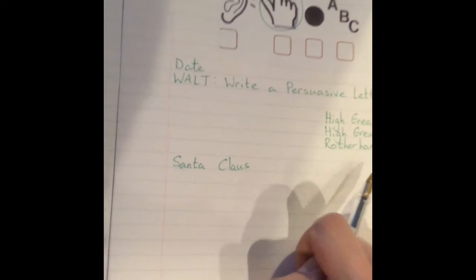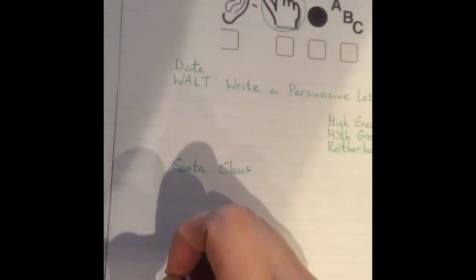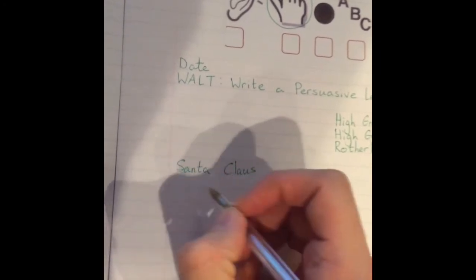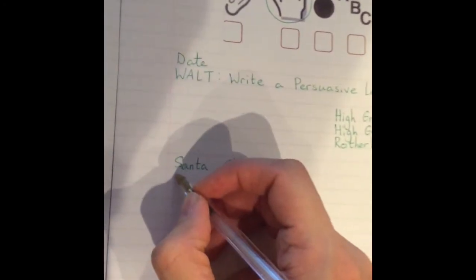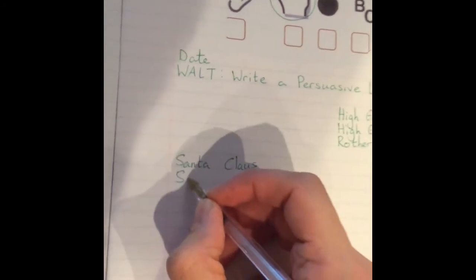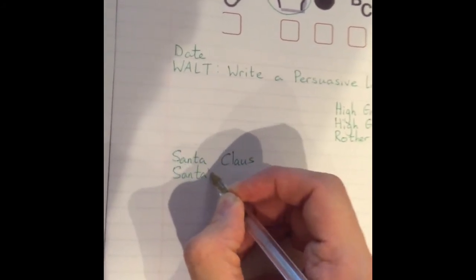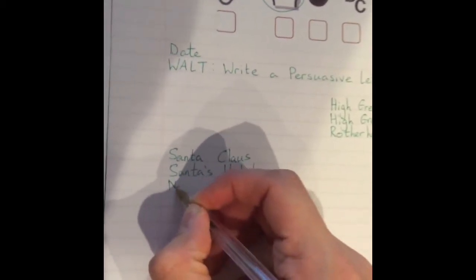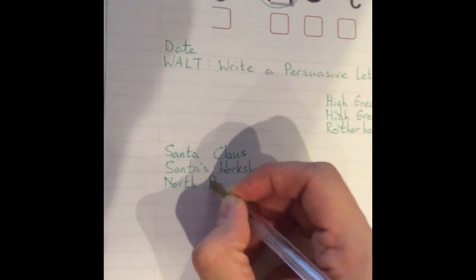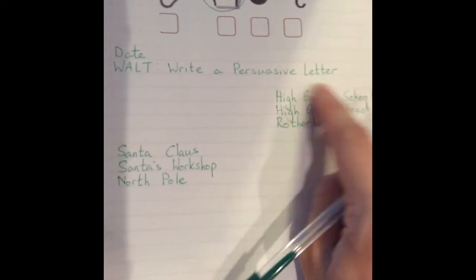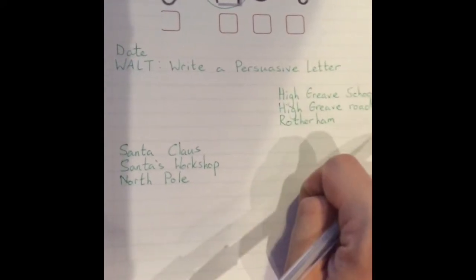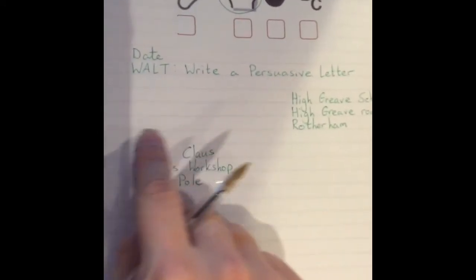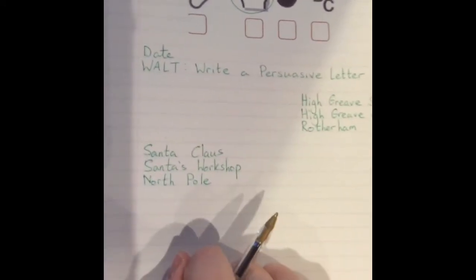Okay, Santa Claus, he lives at Santa's Workshop. And North Pole. So North, capital letter, North, finger space, North Pole. Now, feel free at any time to pause the video and you can copy down our address so Santa knows where the letter came from. And you can copy this down here for the address to Santa's workshop.